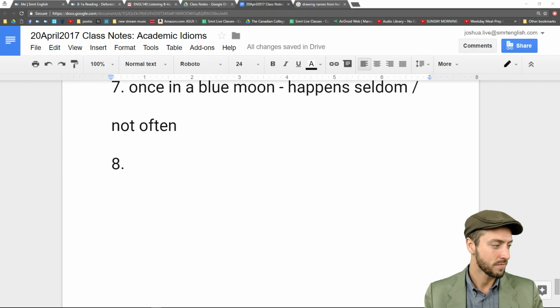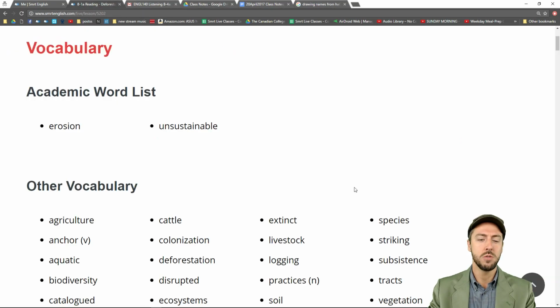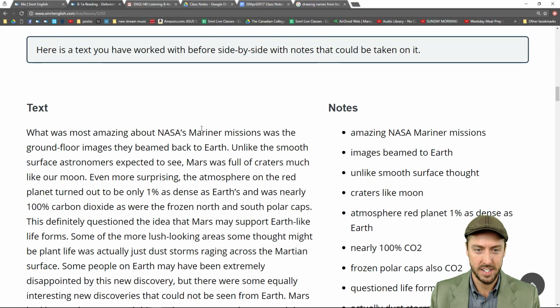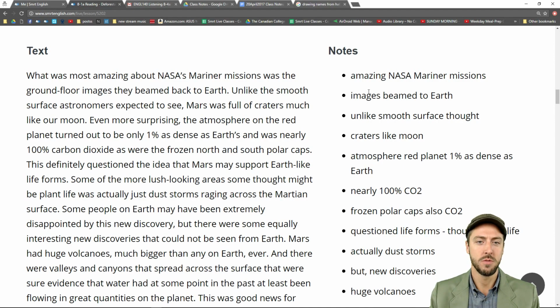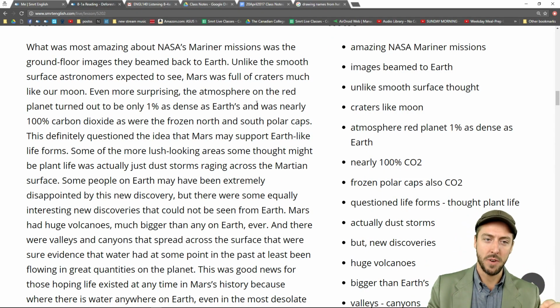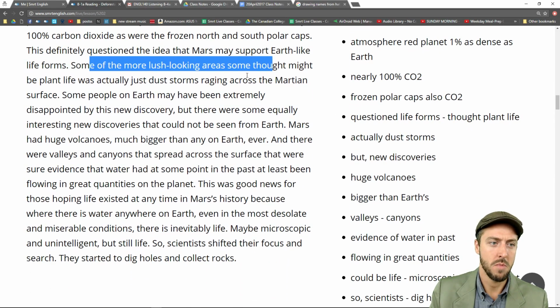is more common. Okay, so let's talk a little bit about which of these idioms we might use in an academic environment. So here's an academic reading. I thought we'd just look and see if we can find something that's idiomatic. So I'm just going to go through really quickly and see if I can catch any. I don't know. I didn't prepare this ahead of time. I just picked a random academic article from Smrt. Question the idea. It's talking about Earth and Mars.